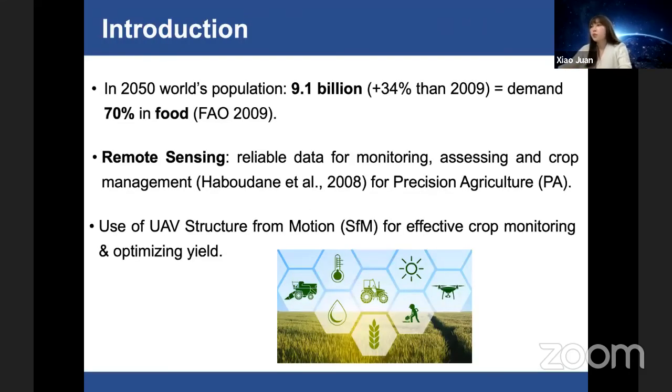Introduction. It was projected that by 2050 the world's population will reach 9.1 billion, which is 34% higher than in 2009. As a result, there will be an increase of over 70% in food demand, according to FAO 2009. Remote sensing is a reliable source of data for monitoring, assessing, and managing crops for precision agriculture. This study demonstrated the use of UAV structure from motion, which is an effective way for crop monitoring and to optimize the crop yield.